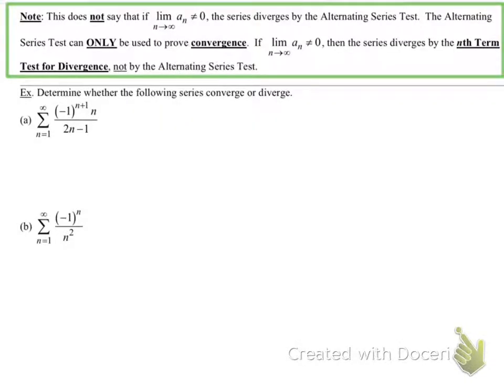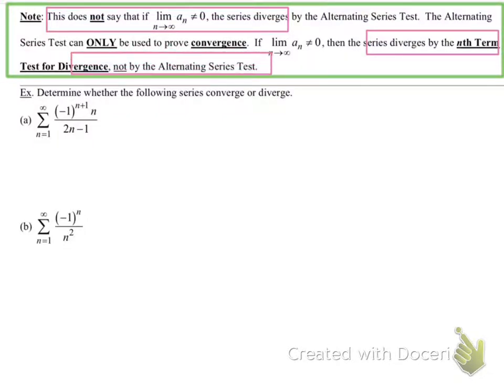I repeated that little box on this page because it is so important, and people tend to forget it. This does not say that if the limit of the terms as n approaches infinity is different than 0, that does not mean that the series diverges. The series diverges by the nth term test, not by the alternating series test.